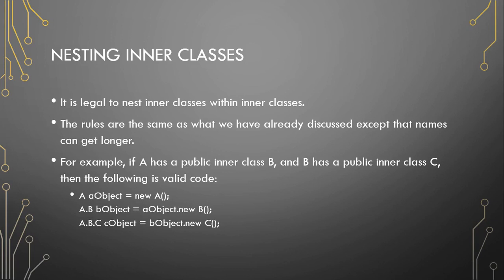So, for example, if A has a public inner class B and B has a public inner class C, then the following is valid code. A object equals new A, B, or A.B, B object equals A object dot new B, and A.B.C, C object equals B object dot new C. And technically, even within that inner class, you could have another inner class, and you would just have to appropriately extend those classes from there.